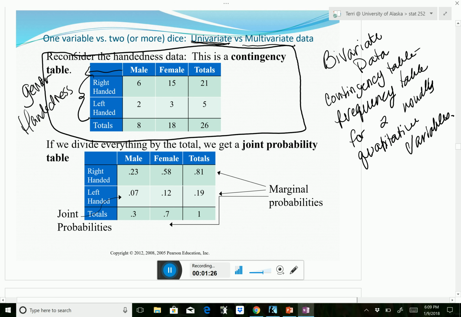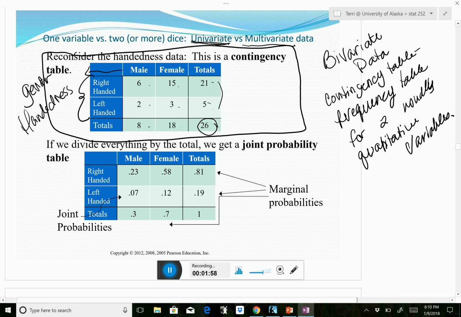Each one of these variables has two possibilities. Gender can be male or female. Handedness is right-handed or left-handed. So what we have is a contingency table because we have the frequency of each one of these. And down here we make our totals. So we have 8 males, 18 females, 26 total, 21 right-handers, 5 left-handers, and 26 total. So you'll notice these all add up to this bottom.